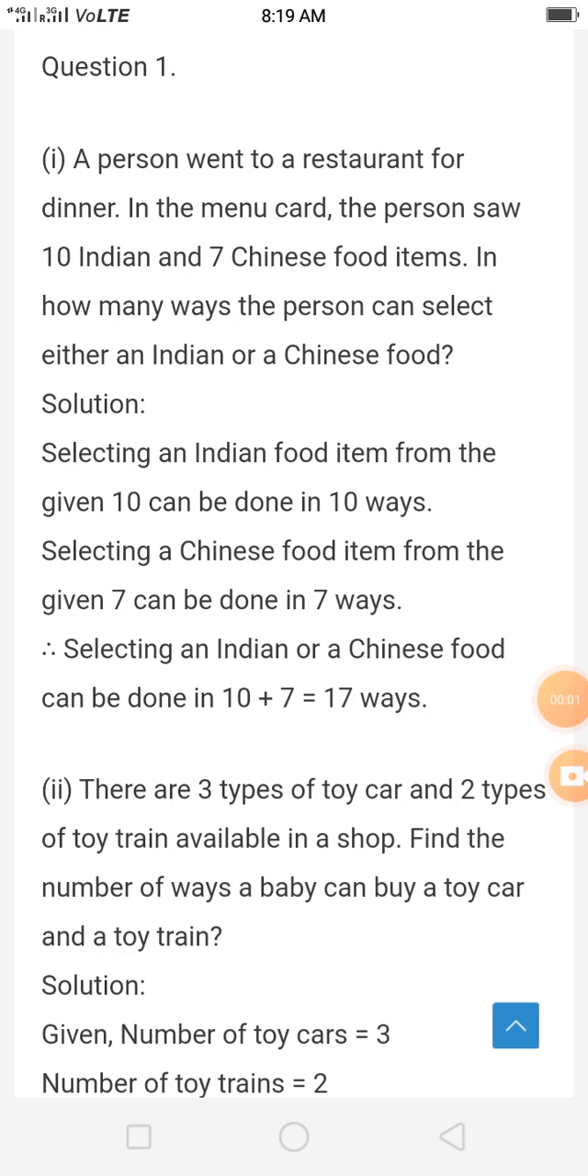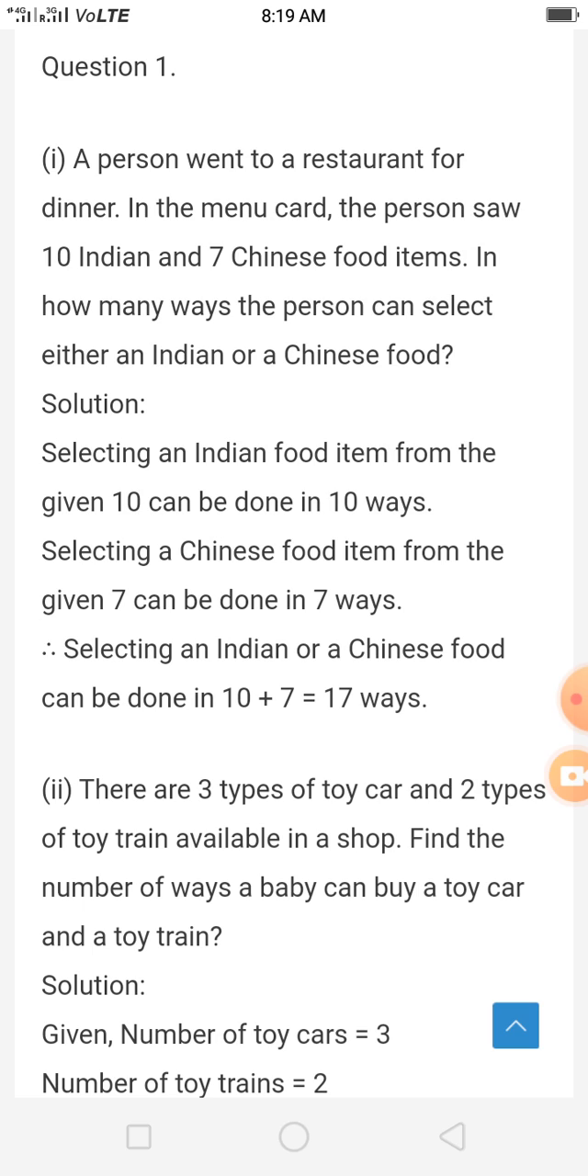Okay, so today exercise 4.1. The first question. A person went to a restaurant for dinner. In the menu card, the person saw 10 Indian and 7 Chinese food items. In how many ways a person can select either an Indian or Chinese food?